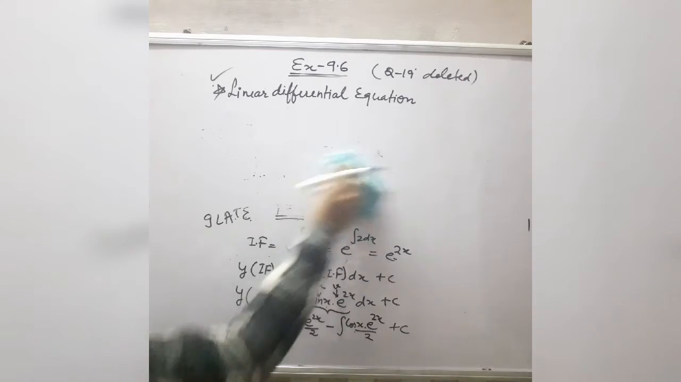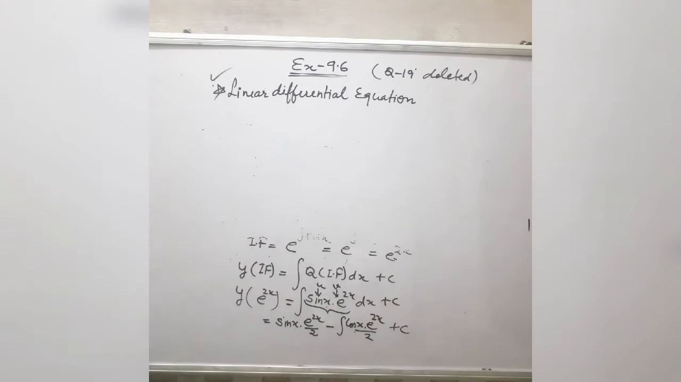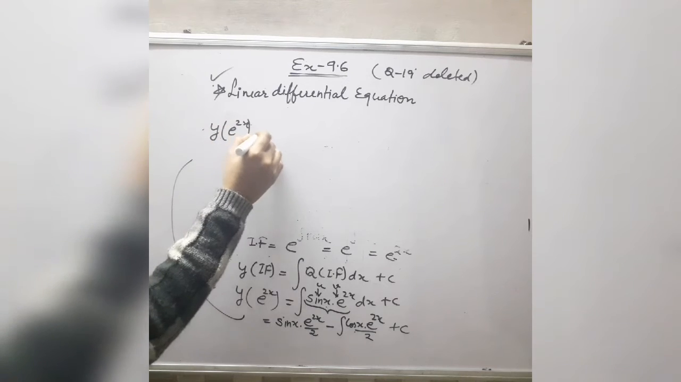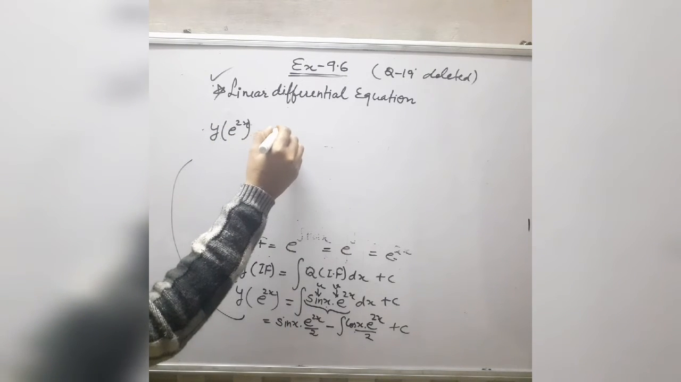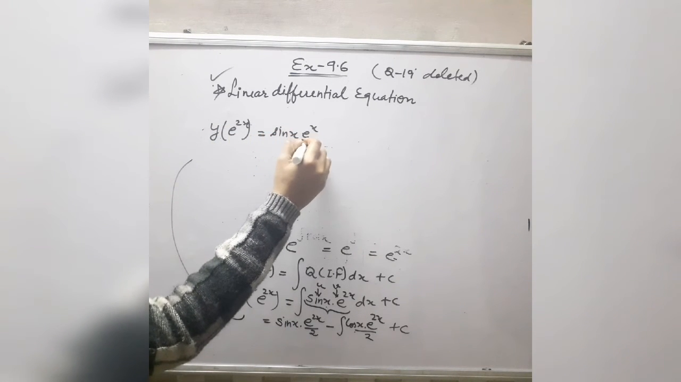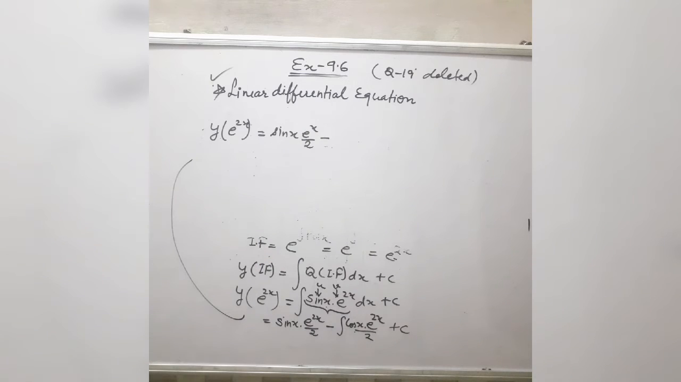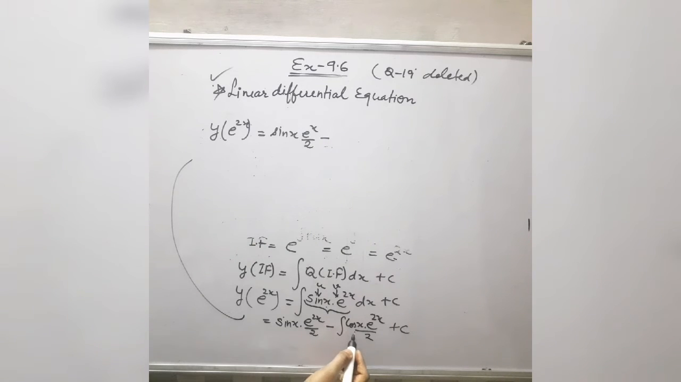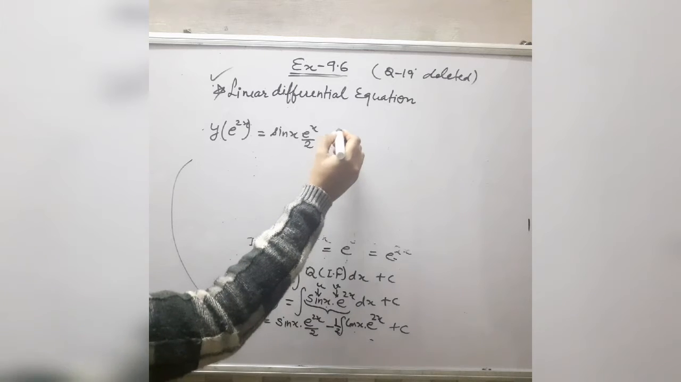I am erasing the statement. Now see, after this step, y times e raised to power 2x remains as it is. The first term also remains as it is, sin x times e raised to power 2x by 2, minus, then in the next step, the integration of cos x times e raised to power 2x by 2. This 1 by 2 is a constant, so you can take it common from the integration. It can be written as minus half.